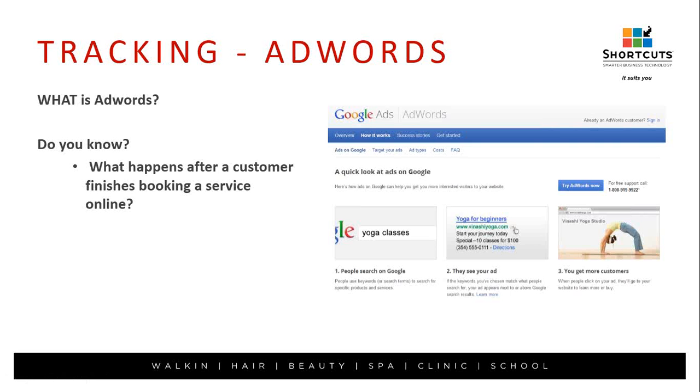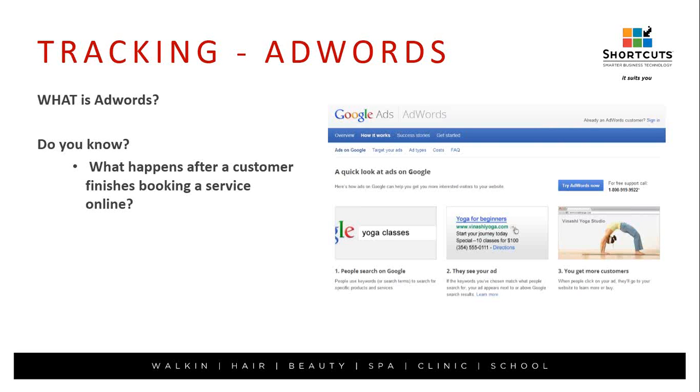With Google AdWords, you're able to get what we call a conversion code, and you can link this with your online booking. What this shows is what happens after a customer finishes booking a service online. Somebody books online, they book a service, where do they go then? Do they go back to your website? Do they buy a product? Do they go and make another appointment? It tells you exactly what's going on after somebody's finished, and hopefully they're returning to your website and having a good look round.